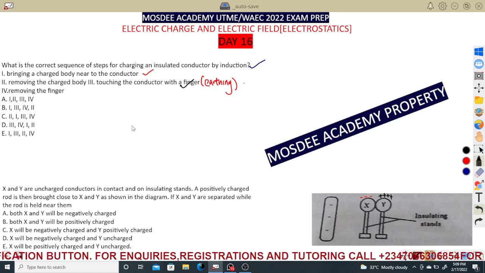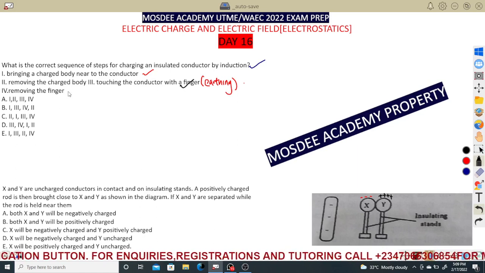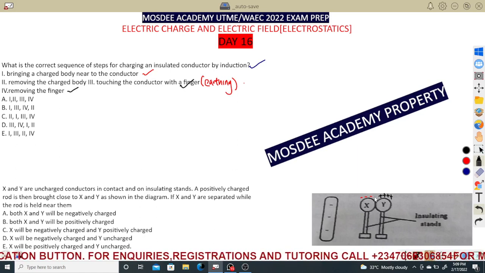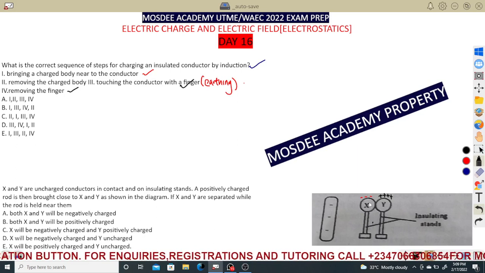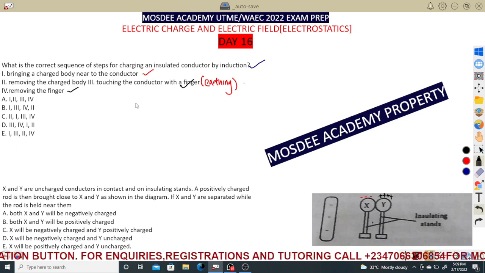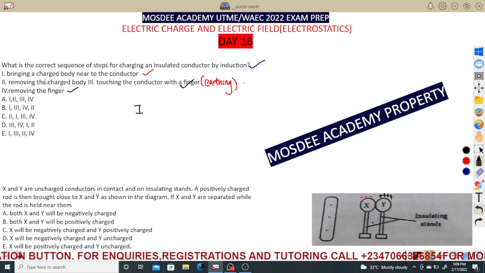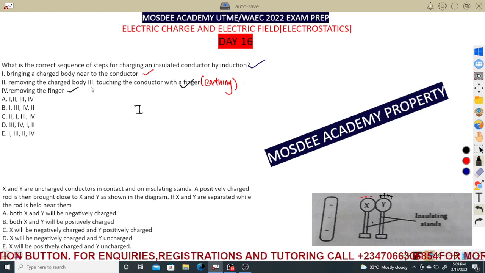Then the last process is what happens after you remove your finger. After doing that, you separate the bodies in contact. So always follow this step. What I mean is that Roman figure 1 is the first step. The last step is removing your what? The charged body. That's the last step.